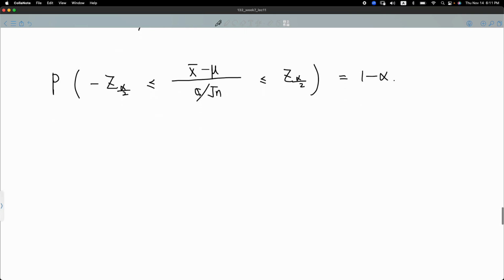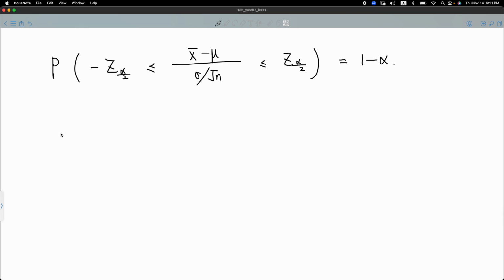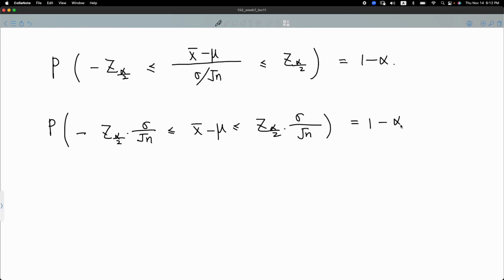So now we can construct our confidence interval by moving the terms around. Maybe let me keep the probability notation here. So we multiply by the denominator on all three terms. So you have the negative z multiplied by sigma over square root of n. And then in the middle, you only have the x bar minus mu, less than the positive z multiplied by sigma over square root of n. And then you know that this event still has 1 minus alpha probability.